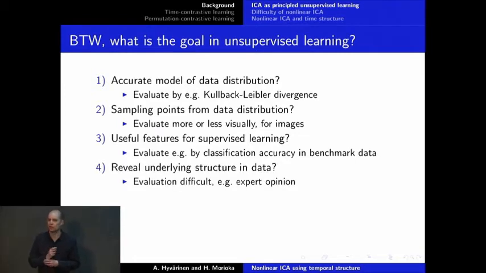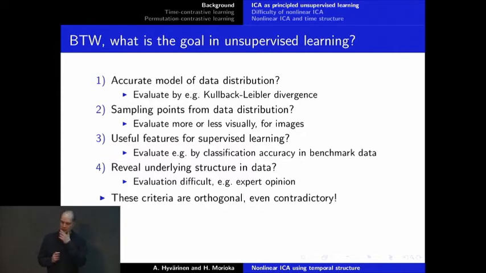On the other hand, one goal has always been to somehow reveal underlying structure in the data, something that's hidden in the data. I will have a couple of examples of that later, and that we actually want to recover. Something like separating sources. In this case, the evaluation may be quite difficult for real data. Often what we do is that we show the results to an expert on that data domain and ask his or her opinion. So my point here is that these criteria are quite different, in some sense rather orthogonal or even contradictory, some of them.